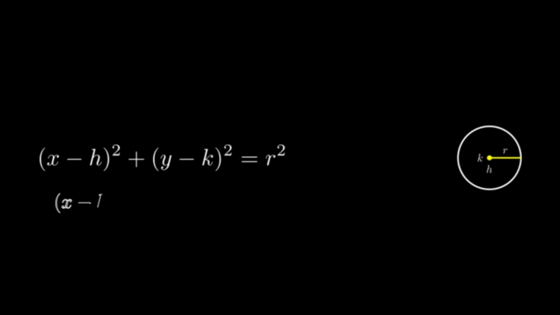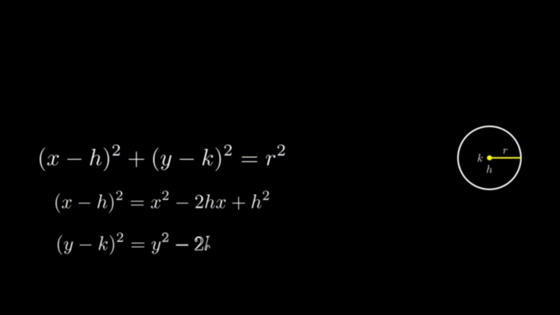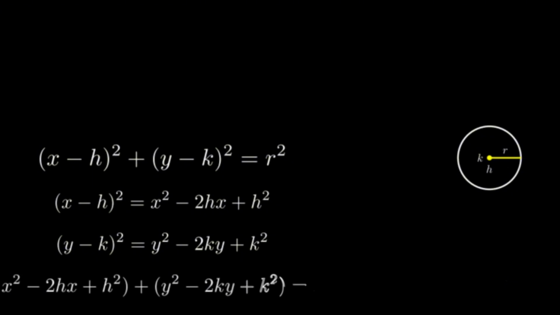To transform this equation, we'll first expand the term (x - h)² using the binomial formula. This gives us x² - 2hx + h². We'll do the same expansion for (y - k)², which follows the same pattern. This gives us y² - 2ky + k². Now that we've expanded both squared terms, we can substitute these expressions back into our original equation. This will allow us to rewrite the standard form in terms of the individual variables.